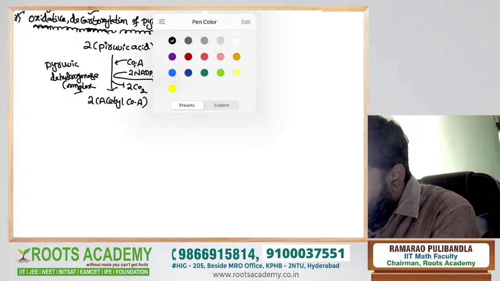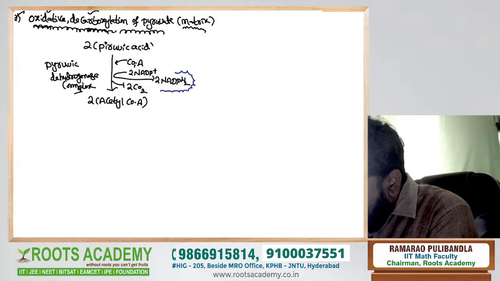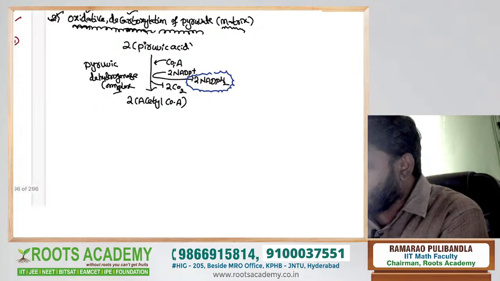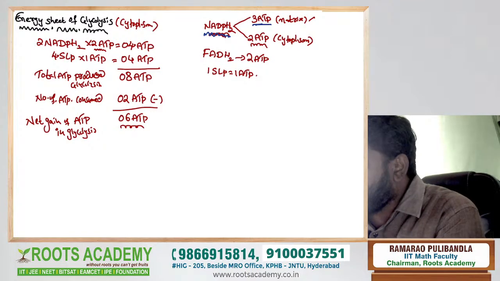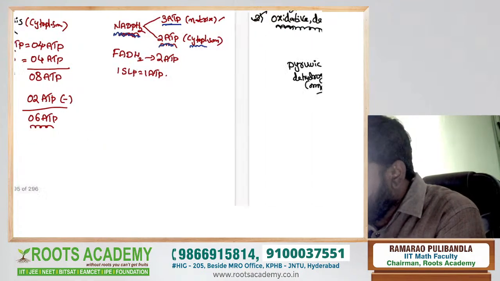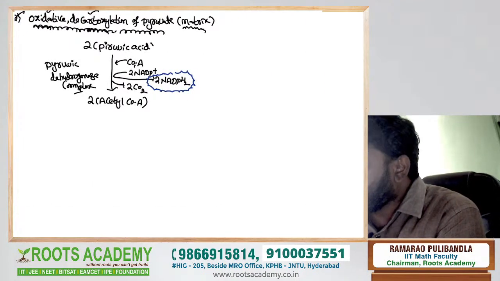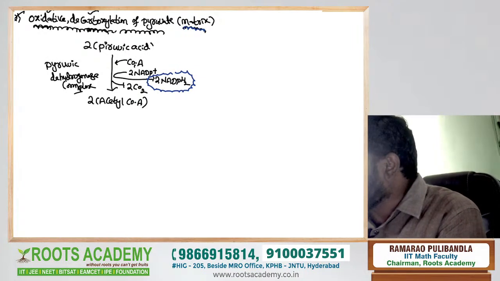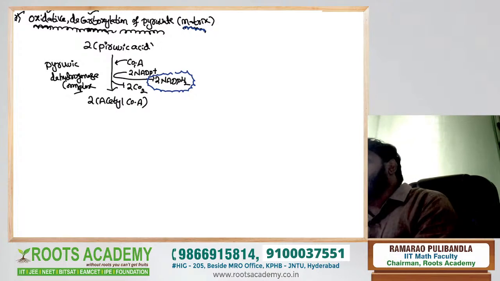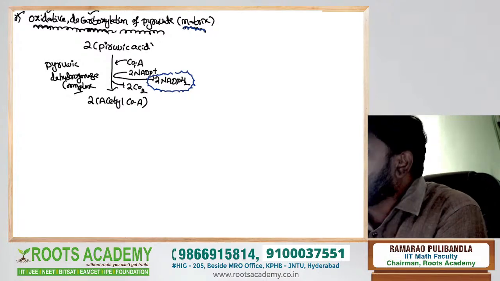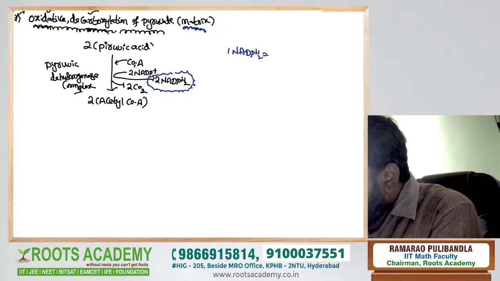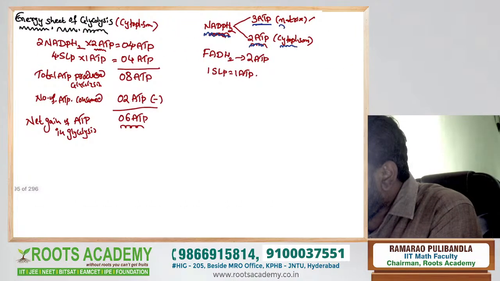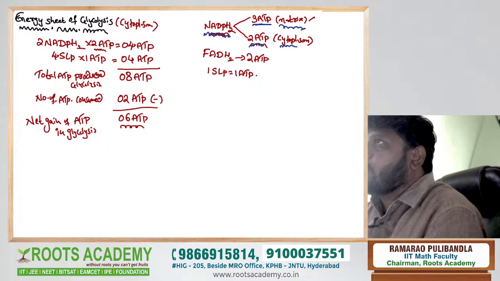At the end of oxidative decarboxylation, we have two molecules of NADH2. I said earlier that one NADH2 produces 3 ATP or 2 ATP. It produces 2 ATP when it is synthesized in the cytoplasm. Here, where is NADH2 synthesized? It is synthesized in the matrix, because this reaction takes place in the matrix. That's why here one molecule of NADH2 produces 3 ATP.